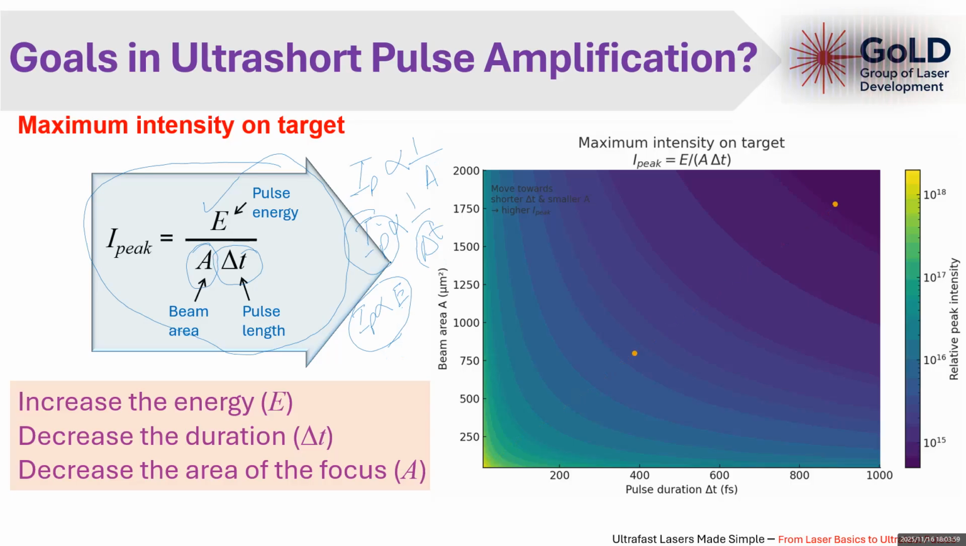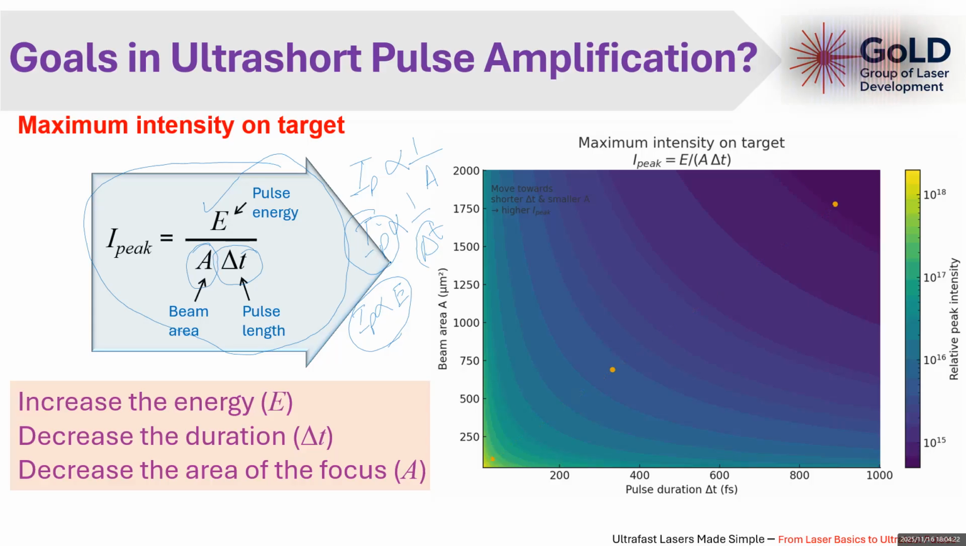Okay, and so we need to have the maximum possible intensity for a certain application or whatever it is. And for this you have to take care of the pulse energy, beam area, and pulse length.